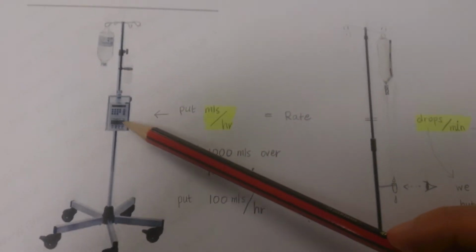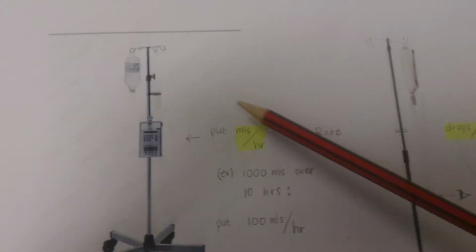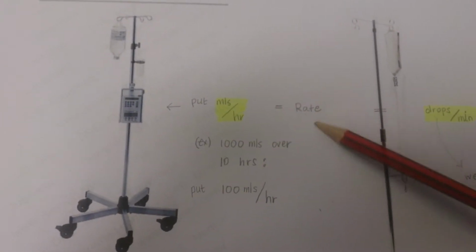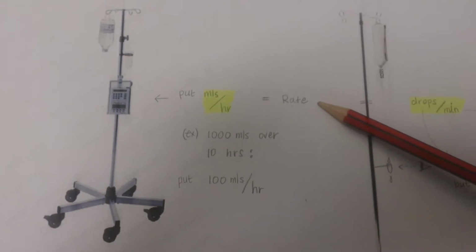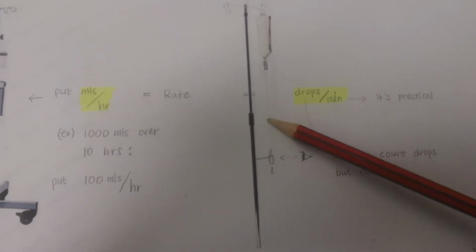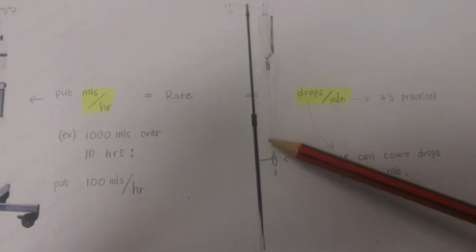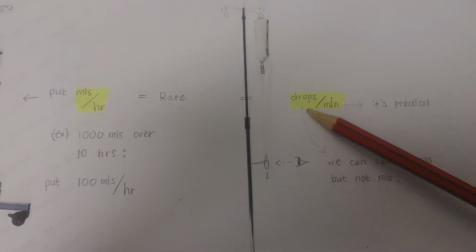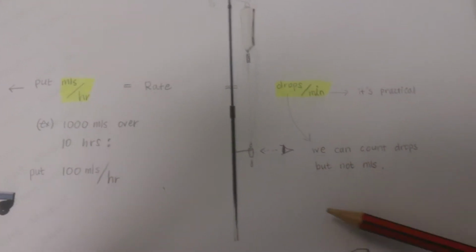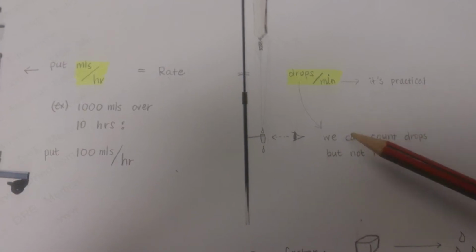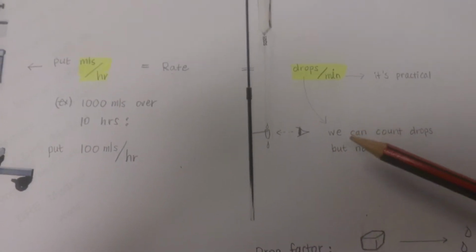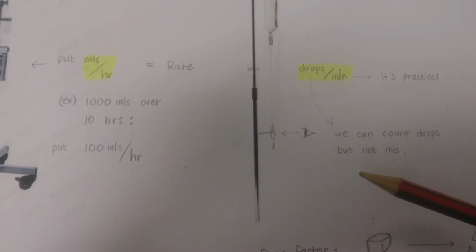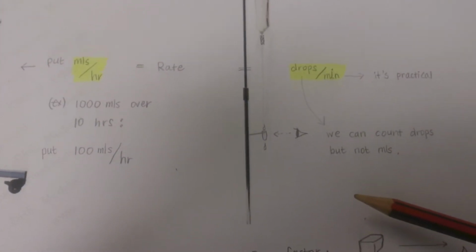The first one is through the machine, and with the machine we put mLs per hour. That's just the way for us to tell the rate of the fluid that's administered to the patient. Another way is using the line without the machine, and in that way we use drops per minute. And why do we do drops? That's because there's no way for us to look at the fluid and just tell how much that is. So we can't look at the fluid and say, oh, that looks like 500 mLs.